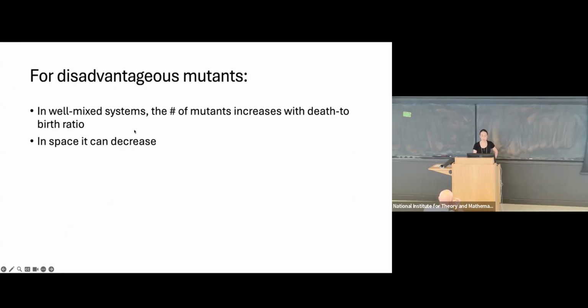So the conclusion here is that in well-mixed systems, the number of mutants increases with death to birth ratio, and in space, it can decrease. So again, space gives you something completely different.